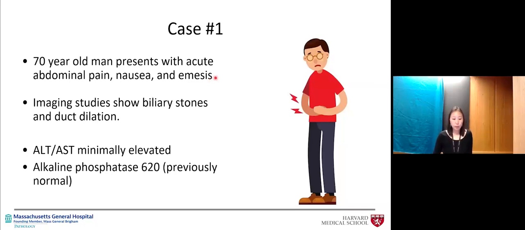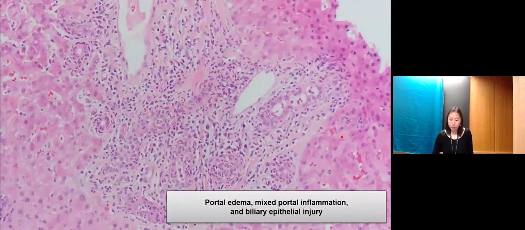All right, so now we're going to move on to our first case, which is a 70-year-old man who presents with acute abdominal pain, nausea, and emesis. His imaging study showed biliary stones and duct dilation that clinically was consistent with an acute biliary obstruction. His LFT findings show here, ALT and AST were only minimally elevated, whereas the alkaline phosphatase showed an acute elevation to 620. So in this patient's biopsy, we saw a number of really marked portal-based findings, all of which point to the triad that we would expect for an acute biliary obstruction.